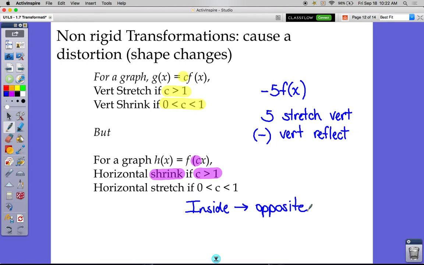Also, keep in mind, why is it opposite? For the same reason, if you're solving for x, you're doing the inverse operation. So a multiplication looks like it's being divided. It's getting smaller, so it's going to shrink if that number is large. But if you have a fraction in front of it, you multiply, and so it looks like it's bigger when you have a fraction. It's going to look smaller when you have a larger number. So yeah, just a general rule of thumb, inside is the opposite. All right?